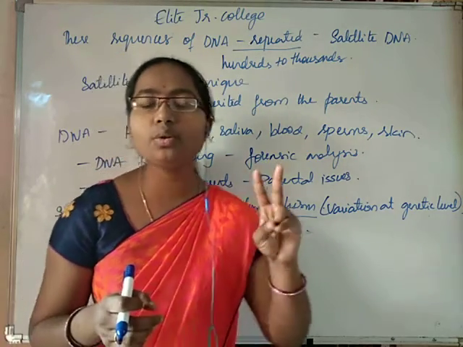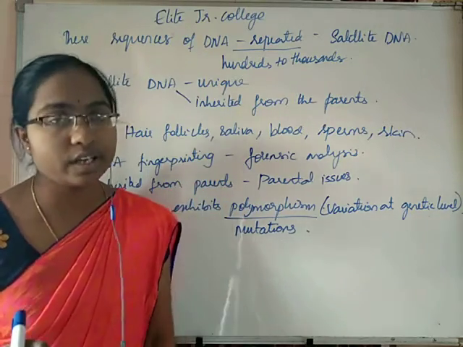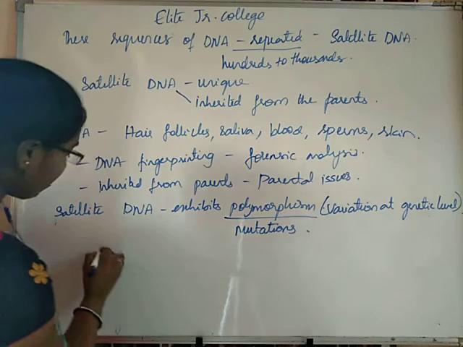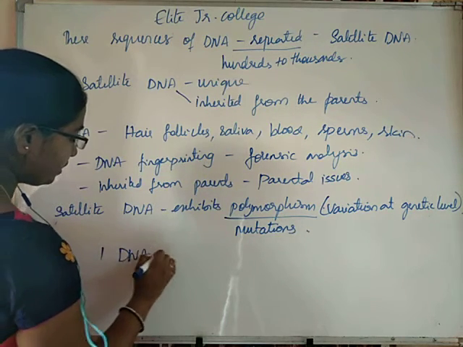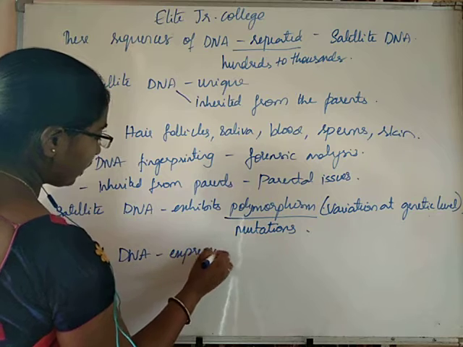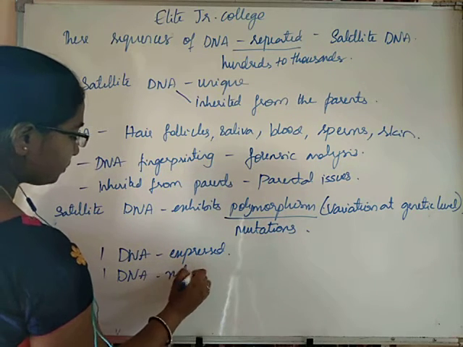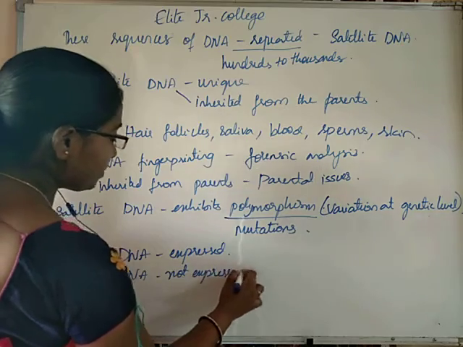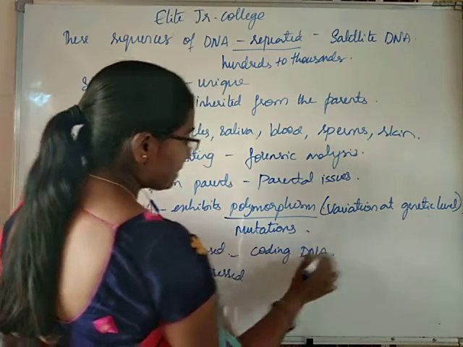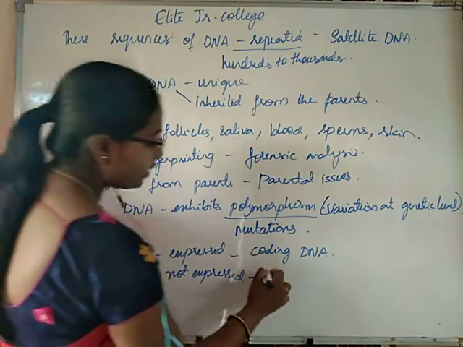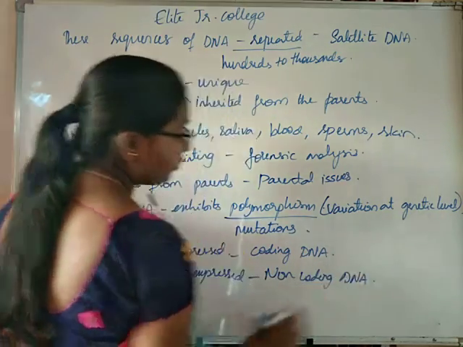Generally, students, there are two types of genetic material found in the DNA. One part of the DNA is the one which is expressed, and the other part is the one which is not expressed. The expressed DNA is called coding DNA, and the non-expressed DNA is called non-coding DNA.